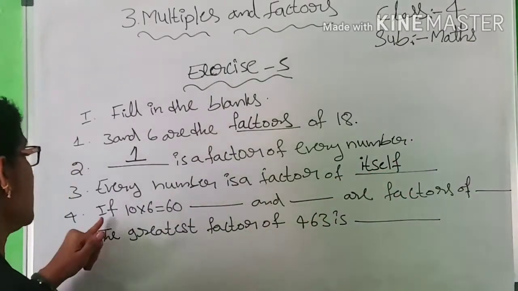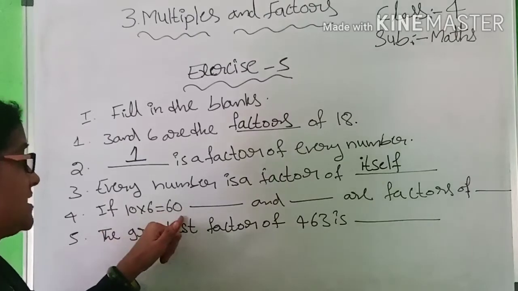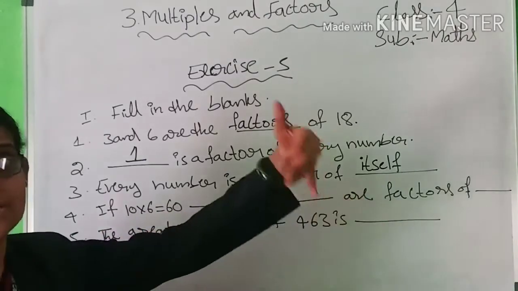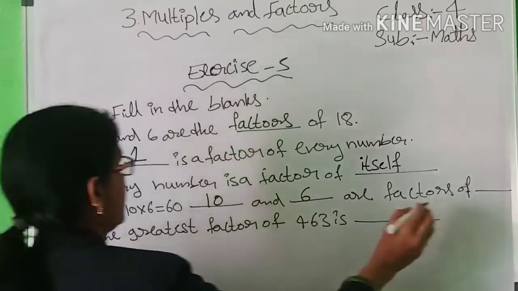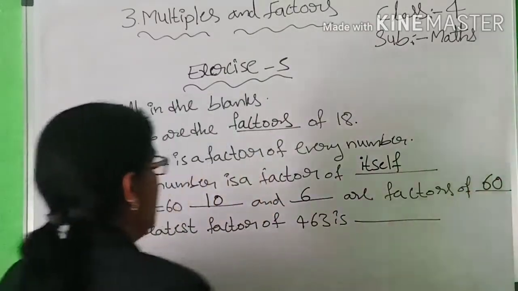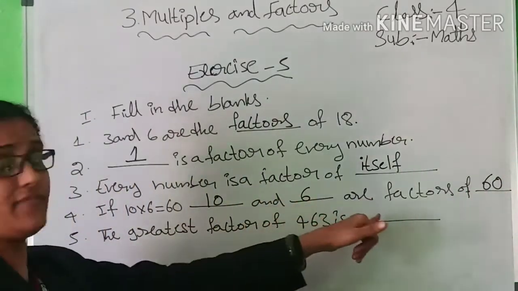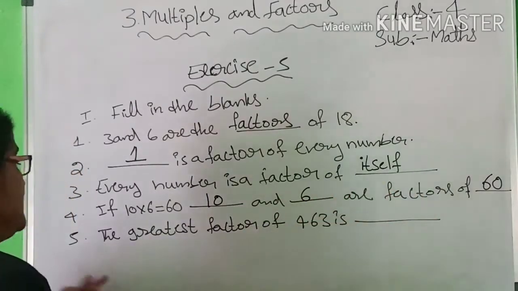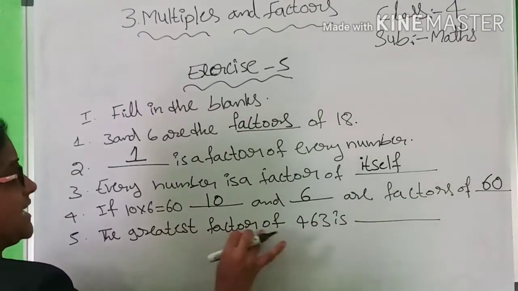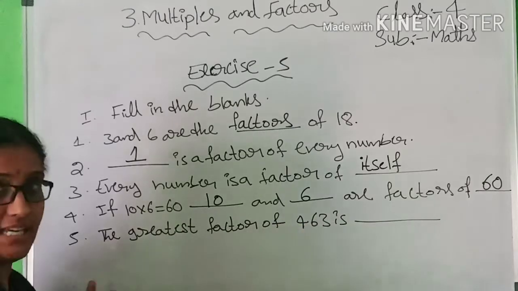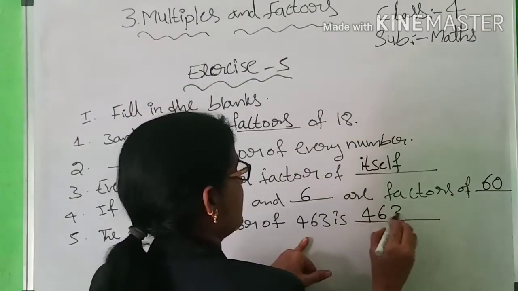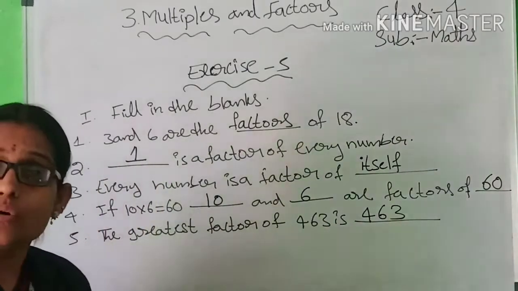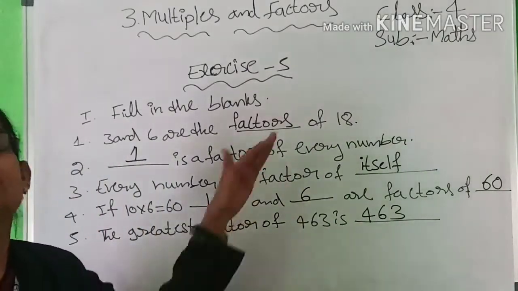Next, if 10 times 6 is 60, dash and dash are factors of dash. Now, here 10 and 6 are factors of 60. Next, the greatest factor of 463 is itself. Now, what is that? 463 only. Okay, children. Note this one.